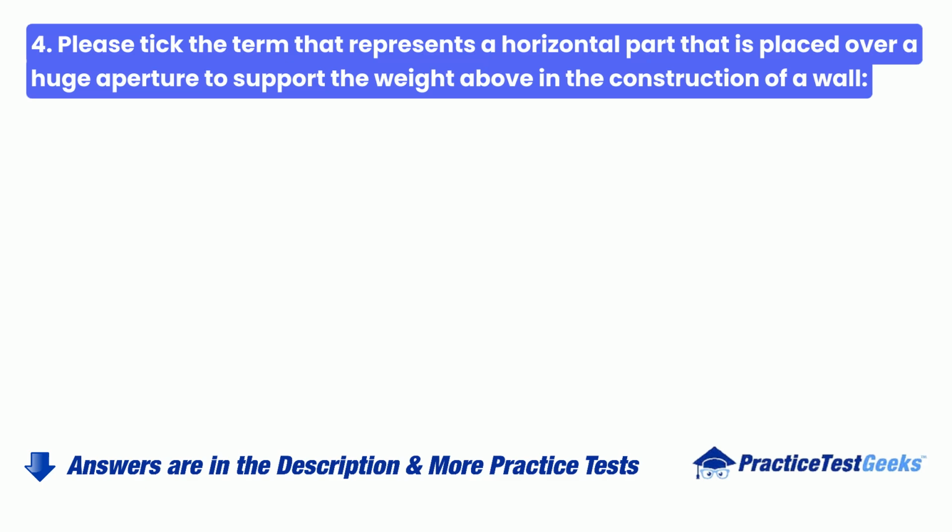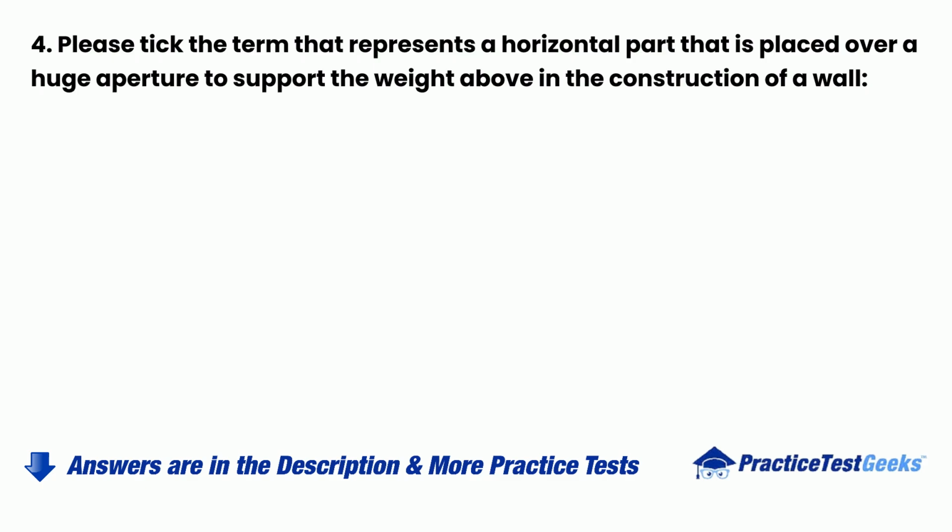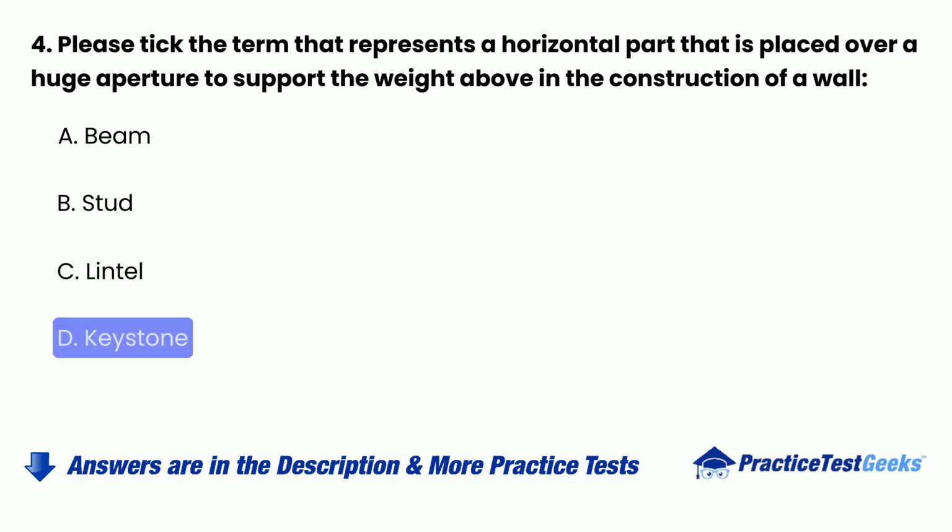Four. Please tick the term that represents a horizontal part that is placed over a huge aperture to support the weight above in the construction of a wall. A. Beam. B. Stud. C. Lintel. D. Keystone.